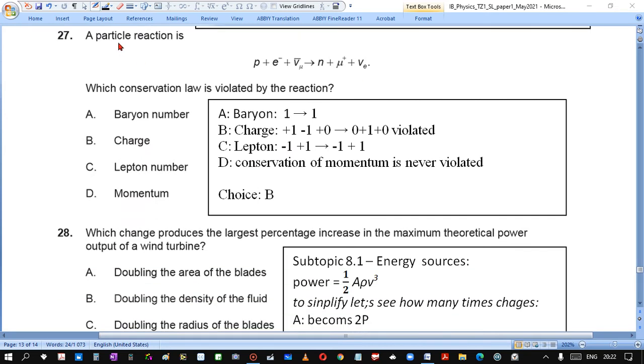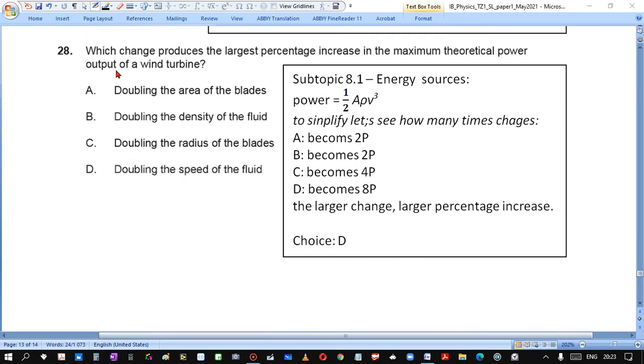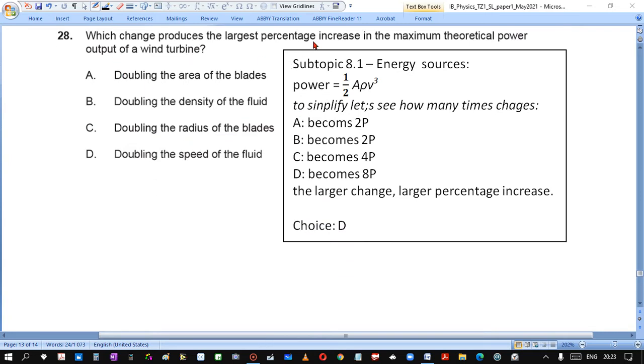Question 27. A particle reaction is given. Which conservation law is violated by the reaction? So baryon number stays the same, charge is violated, lepton number is not violated, conservation of momentum is never violated, so choice B. Question 28. Which change produces the largest percentage increase in the maximum theoretical power output of turbine?